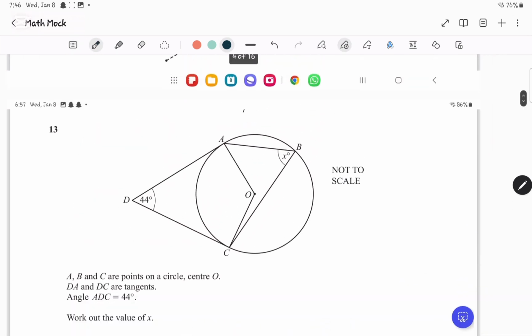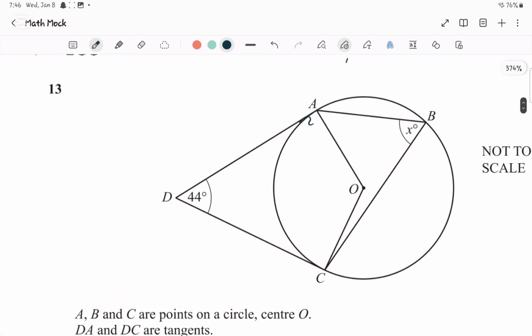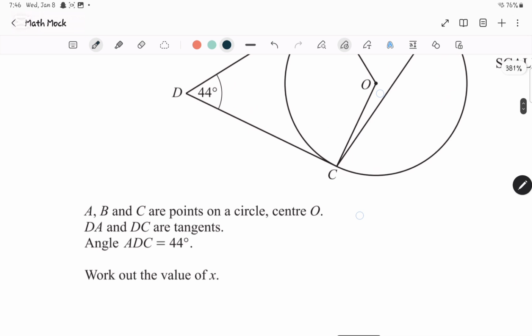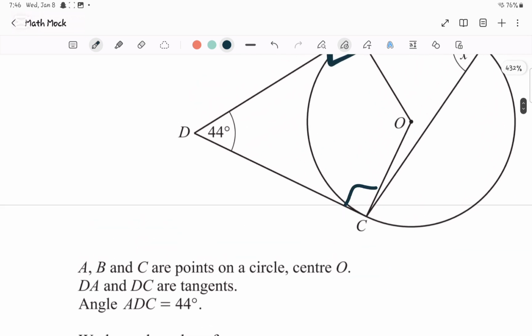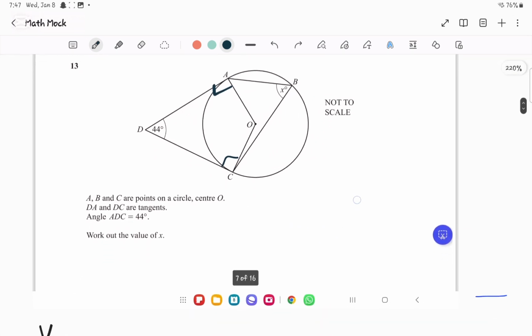Did not mean to. Anyways, if DA is a tangent, that means this is perpendicular, 90 degrees. And if DC is also a tangent, that means this is perpendicular, also 90 degrees. Now, we are also given that angle ADC is 44 degrees. We need to work out the angle of x.